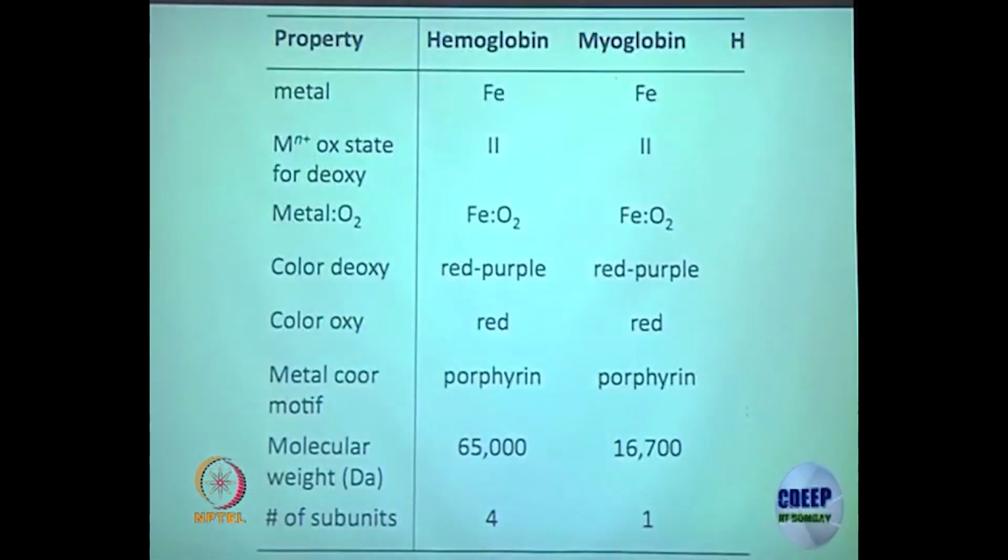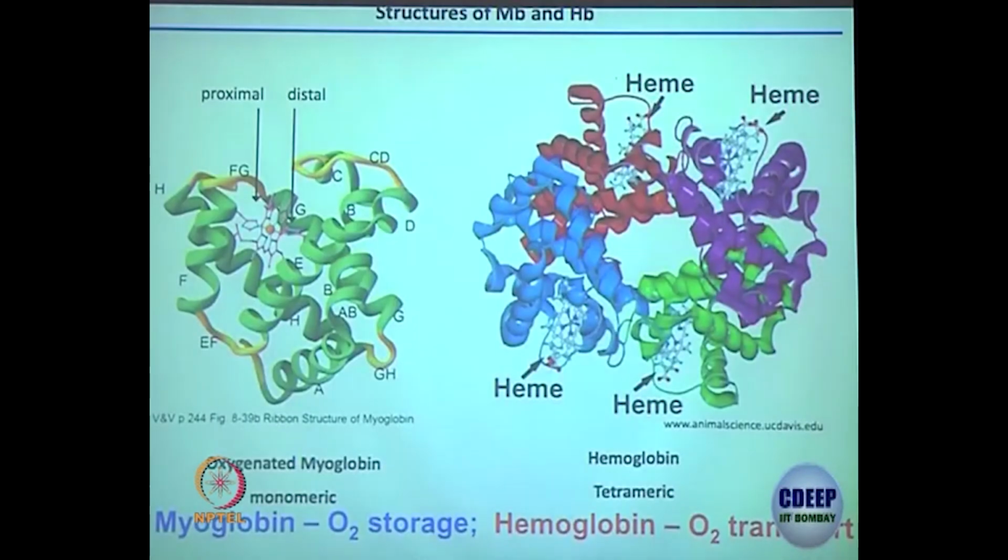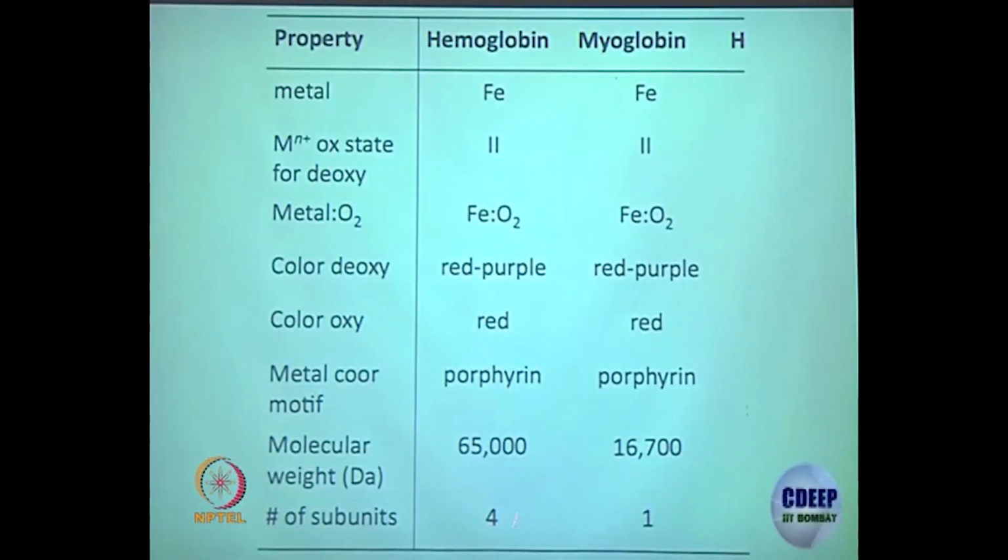Now, of course, if you want to compare hemoglobin and myoglobin, the first thing I said is that myoglobin has 1 unit, hemoglobin has 4 iron centers, so 4 units versus 1 unit. Of course, their molecular weight is going to be related by 4 times. Hemoglobin is approximately 4 times myoglobin. Of course, both of them have porphyrin.